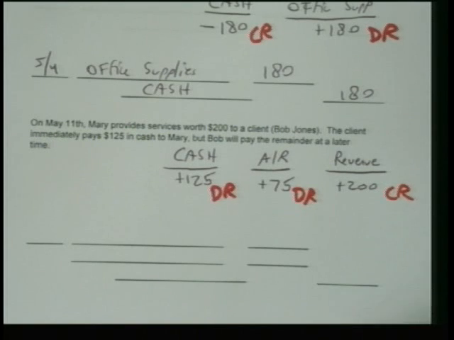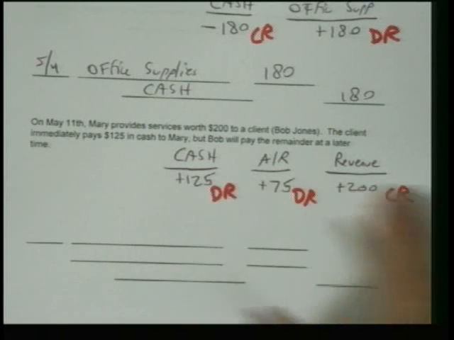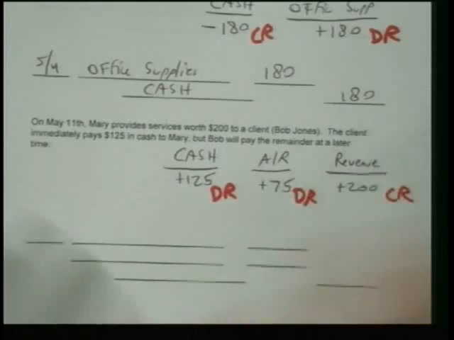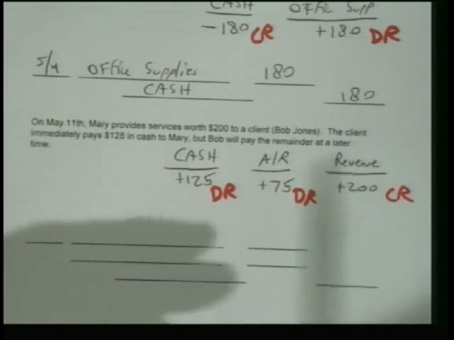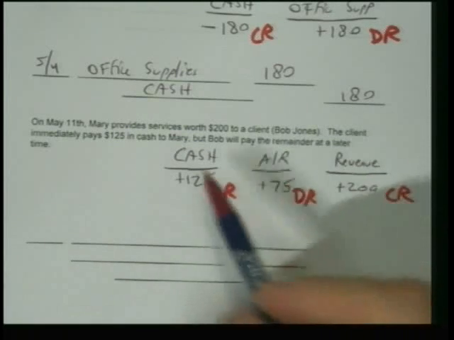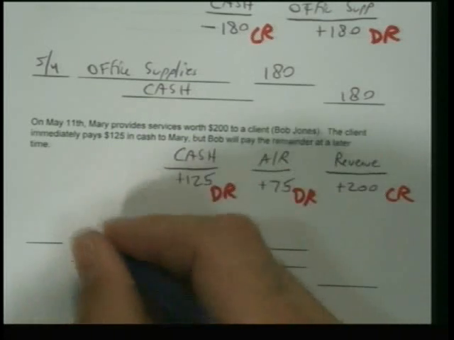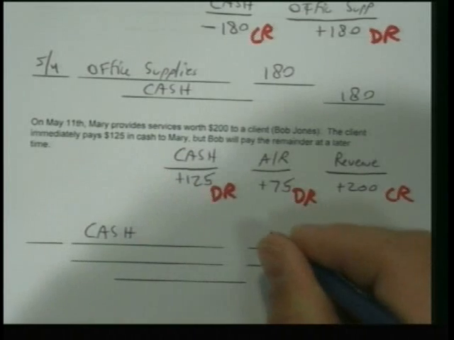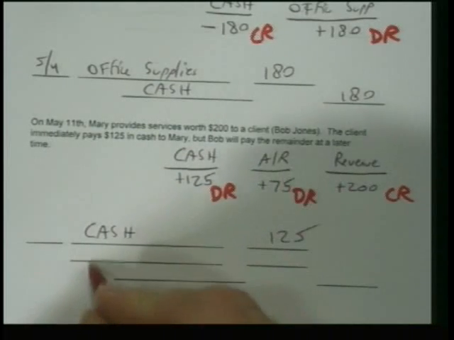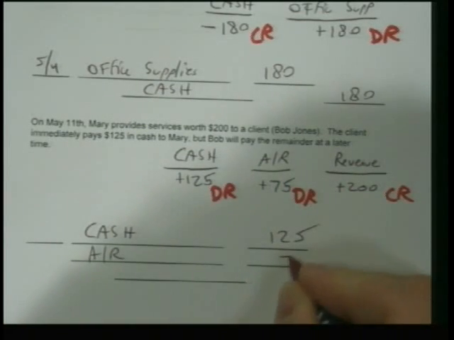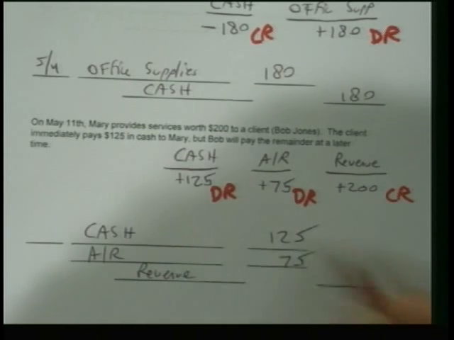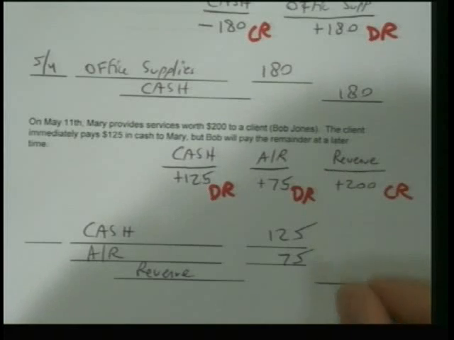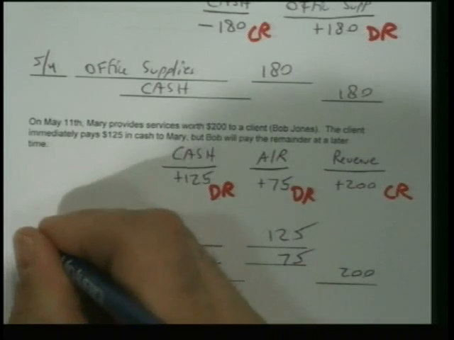Now, don't be thinking that this all has to equal 0 as you add it up or anything. No, that's not the self-checking mechanism. What the self-checking mechanism is, I'll show you in a second. Cash is debited for 125. Accounts receivable is debited for 75. Revenue is credited for 200. And this occurred on May the 11th.